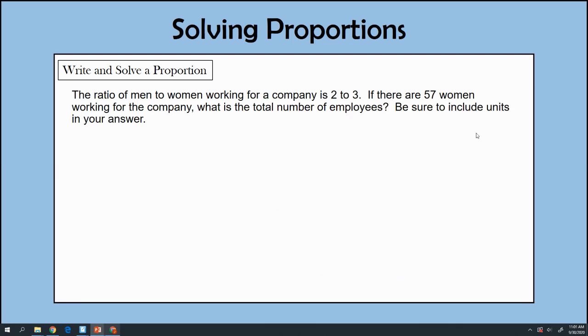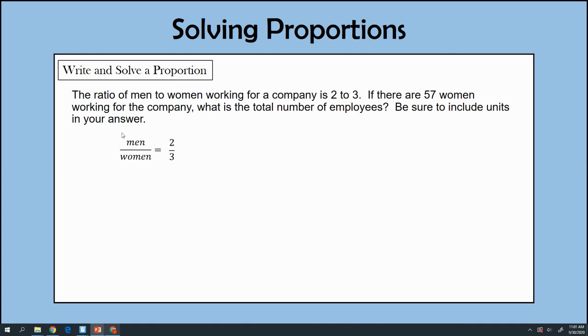Okay, got another example here. So the ratio of men to women working for a company is 2 to 3. If there's 57 women working for the company, what's the total number of employees? Be sure to include units in your answer. Okay, now let's talk about this a little bit here. So the ratio of men to women working is 2 to 3. So I know men to women is 2 to 3.